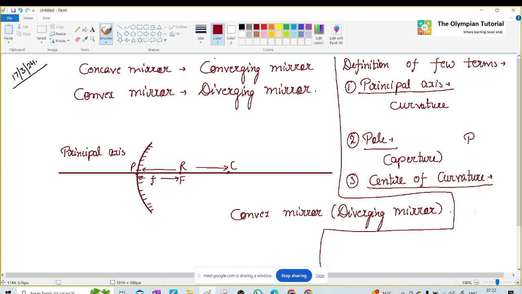Tanya, Ayukta and Prisha, have you written? Yes, ma'am. After that, write down the center of curvature is not a part of the mirror. This is the most important point. It is not a part of a mirror. So, center of curvature is not a part of the mirror. It lies outside its reflecting surface.